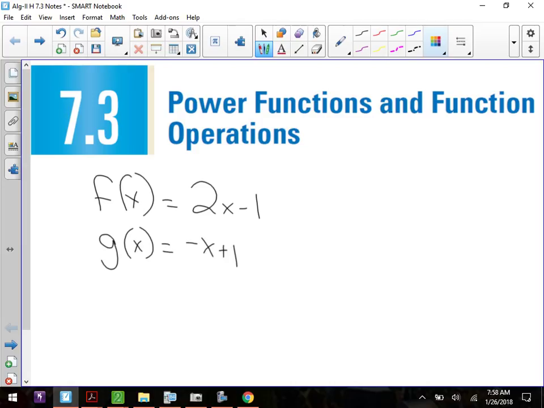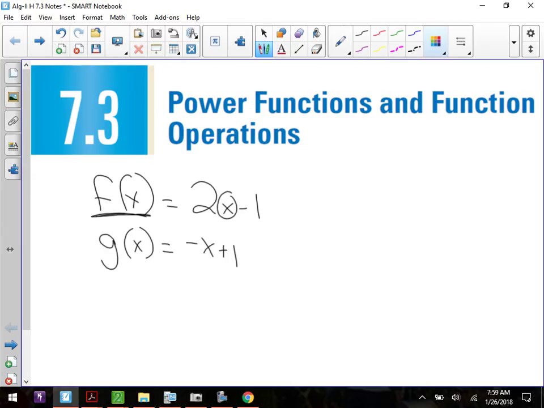So f of x and g of x: what this means is that f is a function of x, and g is a function of x. Basically, it's y equals 2x minus 1, and y equals negative x plus 1. You have two specific functions. Do you remember what denotes a function? For every value of x, there exists exactly one value of y. You have an input value of x and an output value of y. For every value of x that I substitute in, only one value comes out. There's no duplicate.